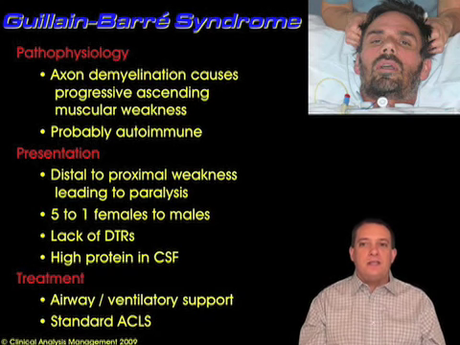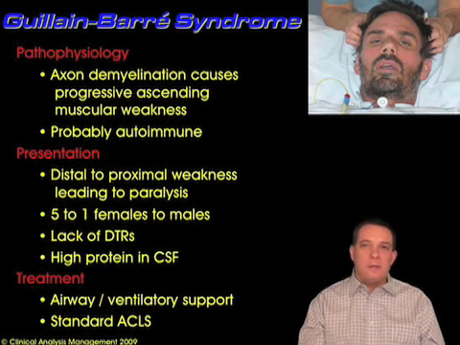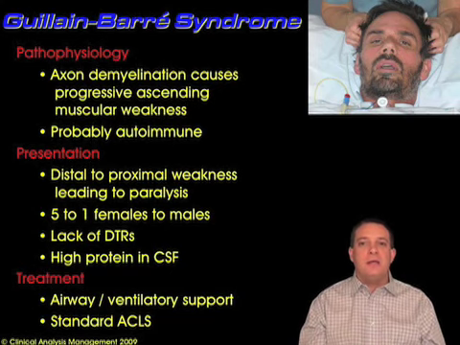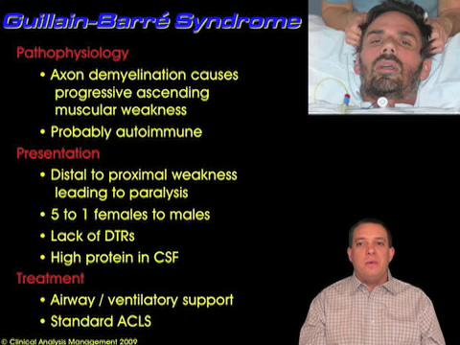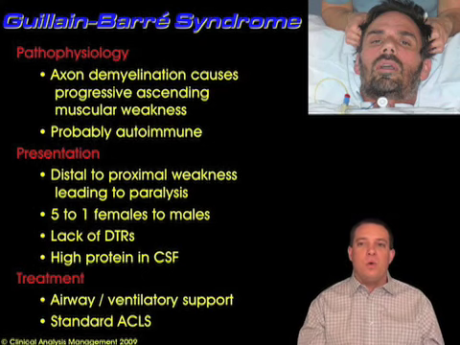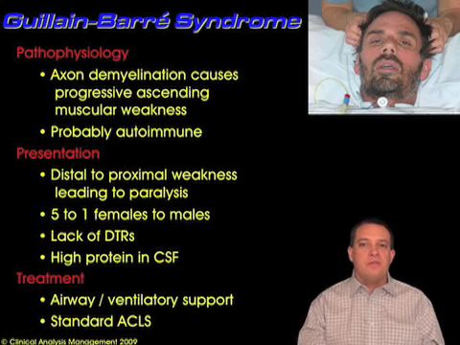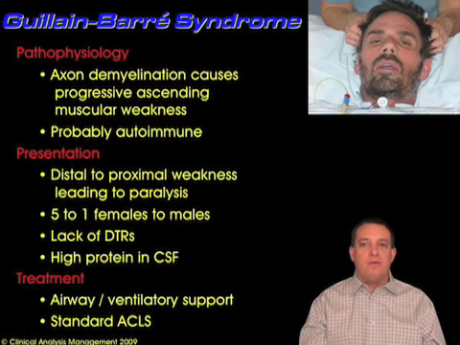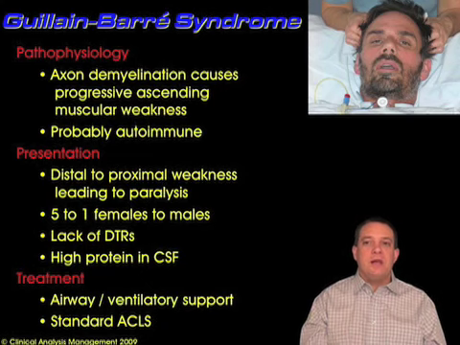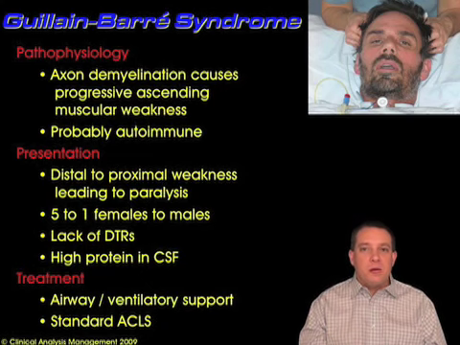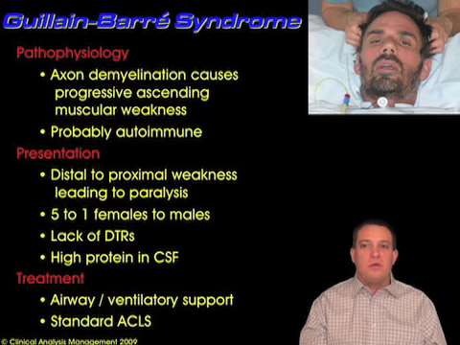When we talk about what causes Guillain-Barré, there's some arguments out there about what causes it, but it's probably an autoimmune disease. When we talk about the presentation for these patients, a lot of times it's distal weakness and numbness and tingling that starts to move up towards the core, and that can be relatively long or it can be very short. So what I mean by that is you may have a patient who starts to develop these symptoms a week before they end up with profound symptoms, or it may be an hour before they end up with profound symptoms. When we talk about the incidence of Guillain-Barré, it happens much more often in females than in males. There's like a 5-to-1 ratio.